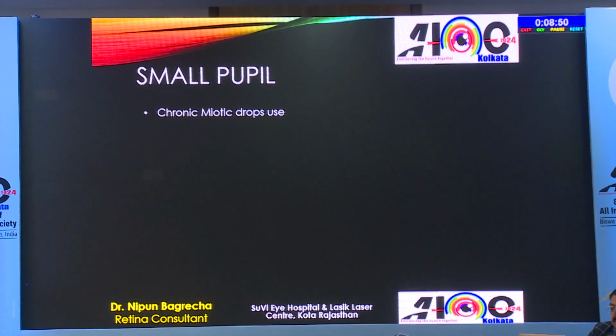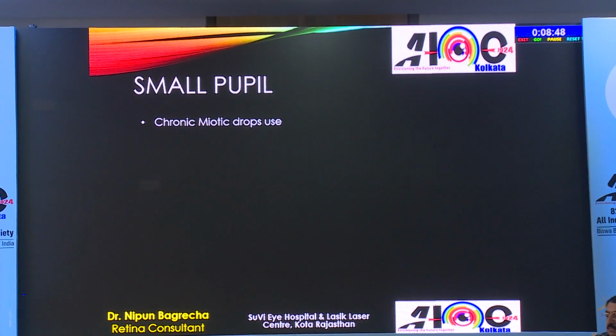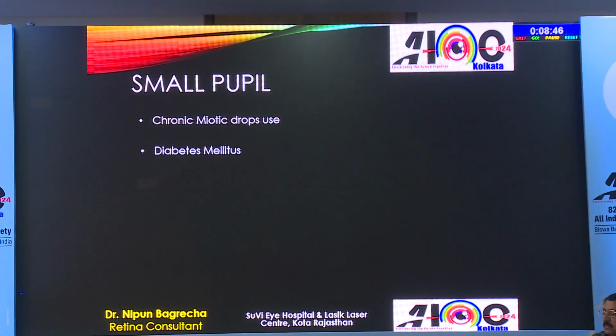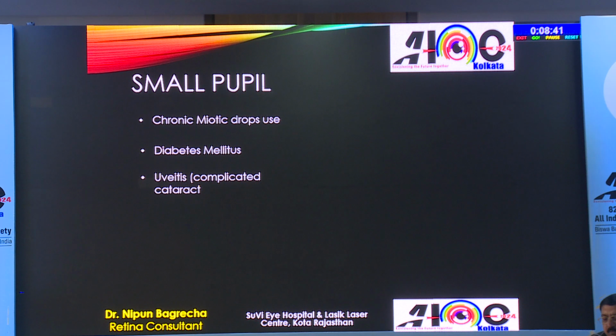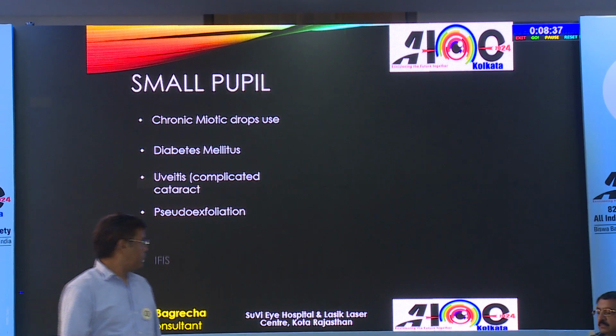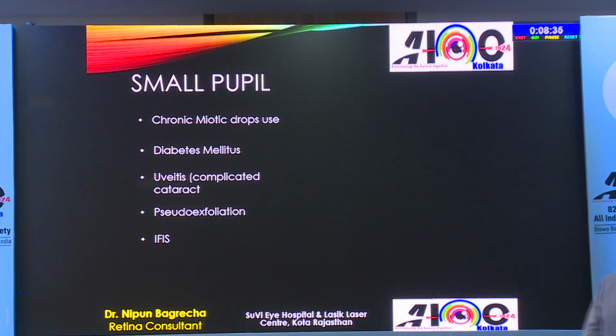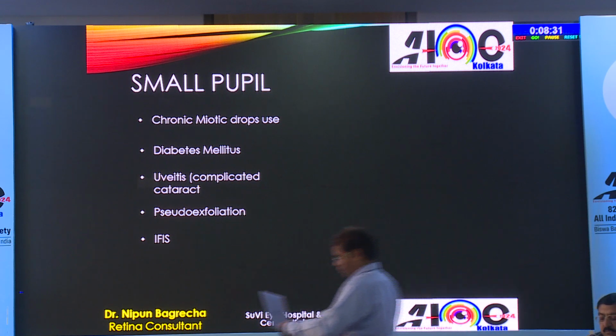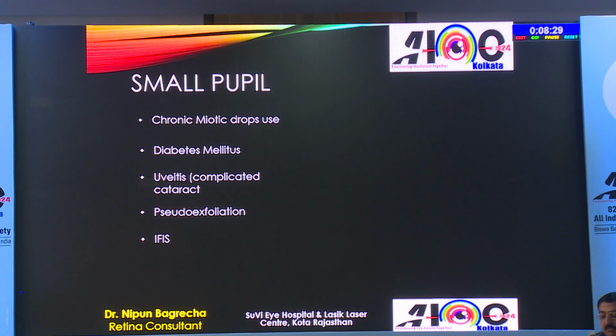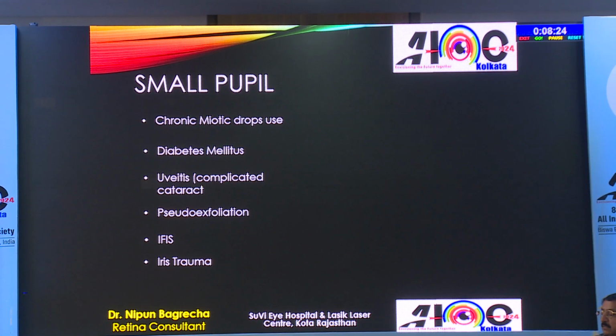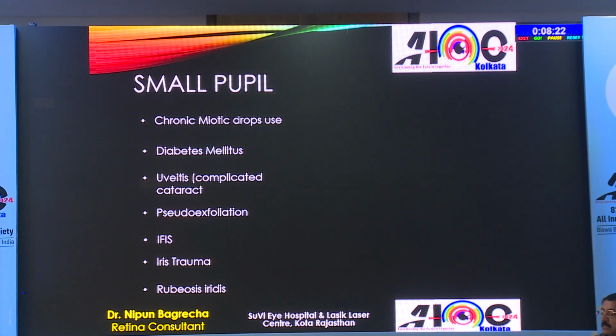Small pupil is seen in patients with chronic miotic drop use, such as pilocarpine for glaucoma, in diabetes mellitus cases, and with previous history of uveitis, in cases of uveitis with complicated cataracts, in pseudoexfoliation, in intraoperative floppy iris syndrome, in patients who are taking medicines for benign prostatic hyperplasia such as tamsulosin, terazosin, or doxazosin, in cases of trauma to the iris, or in cases of neovascular glaucoma due to rubeosis iridis.